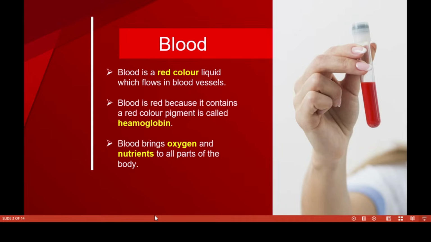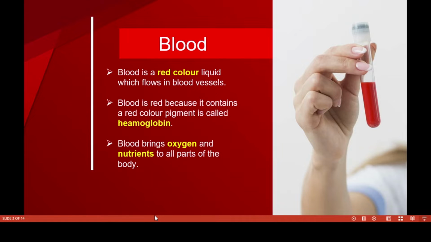Circulation of body fluid, here body fluid is nothing but blood. So circulation of body fluid transports various substances from one part of the body to another. The circulatory system is made up of various organs like the heart and blood vessels. Here blood is also considered as a part of the circulatory system.